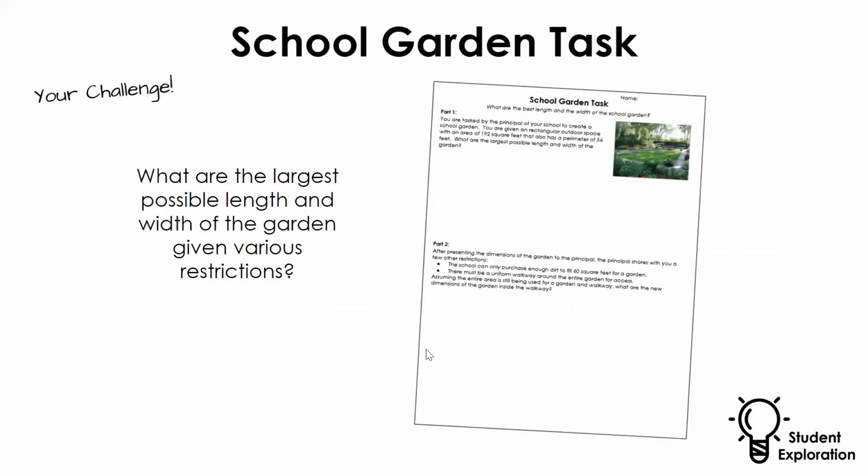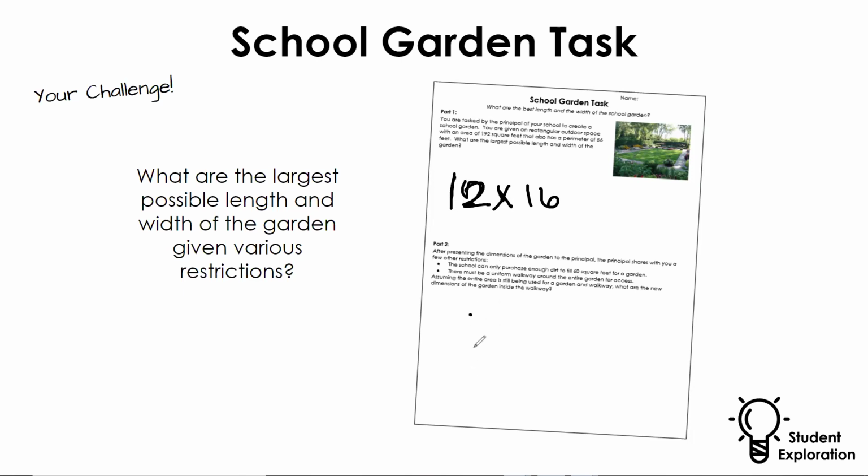Let's look at part 2. After presenting the dimensions of the garden to the principal, she shares with you a few restrictions. The school can only purchase enough dirt to fill 60 square feet for a garden. There must be a uniform walkway around the entire garden for access. Assuming the entire area is still being used for the garden and the walkway, what are the new dimensions? Okay, so you just told me that the dimensions were 16 and 12, right? 16 and 12.